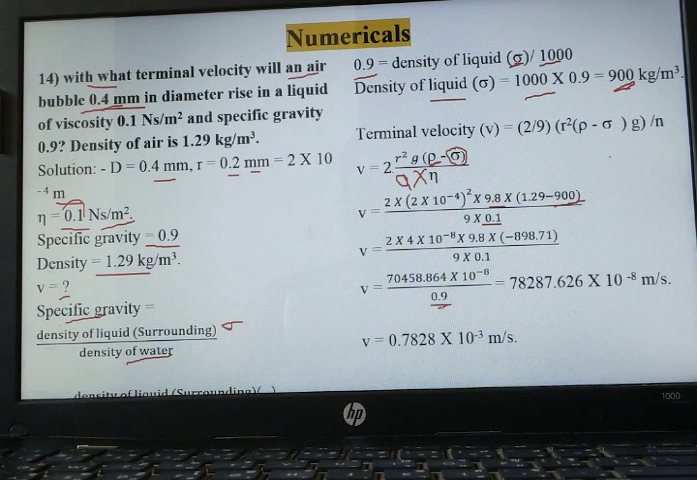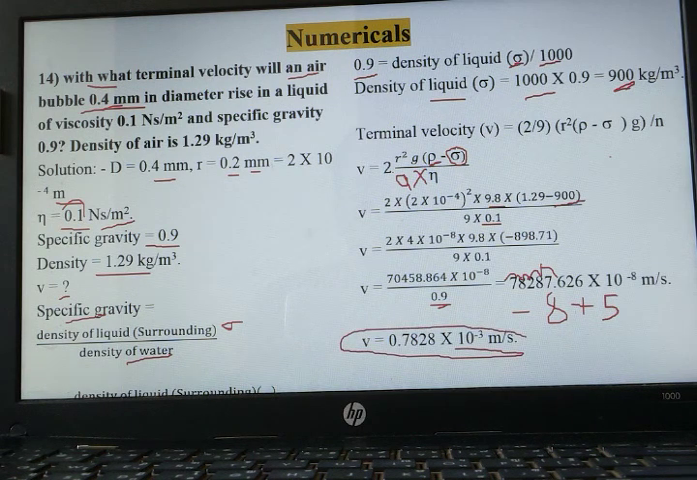If you divide by 0.9, you will get 7828.6 into 10 raised to minus 8. If you shift the decimal 5 places, 1, 2, 3, 4, 5, then minus 8 plus 5 gives minus 3. Now this is the answer which is there in your textbook: 0.7828 into 10 raised to minus 3 meter per second.